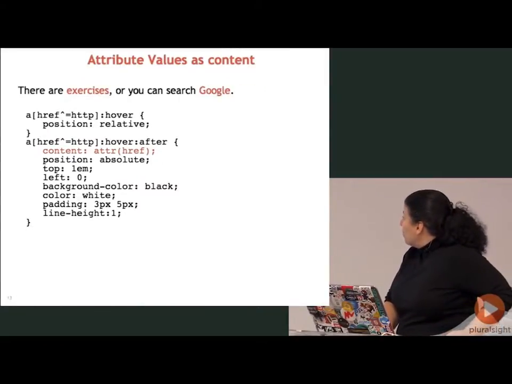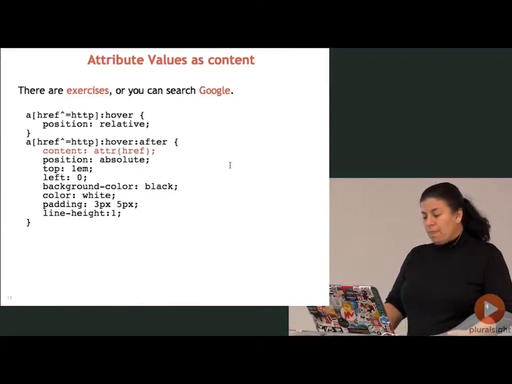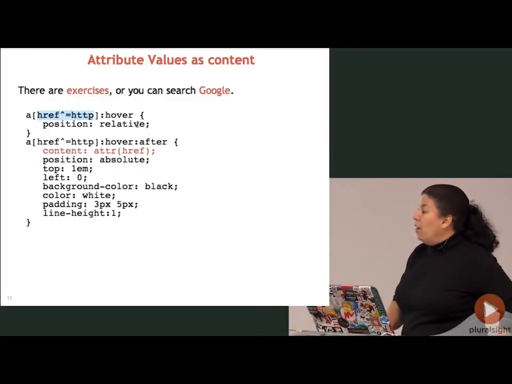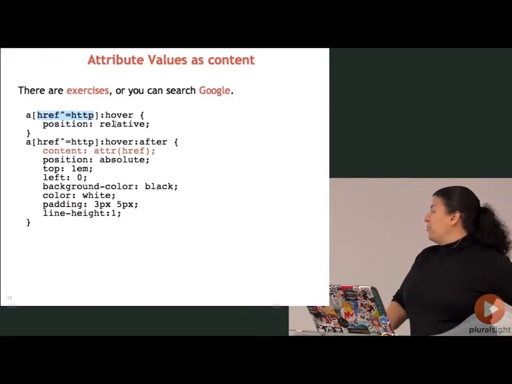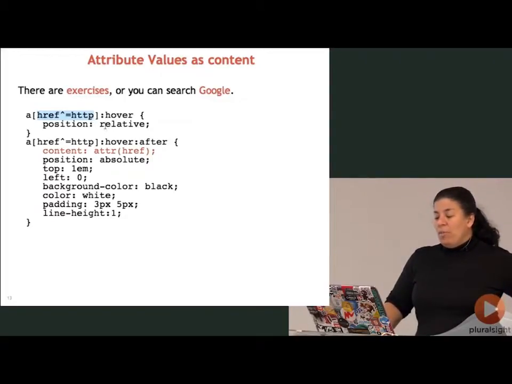So here, what does this say, anyone? Any element that begins with HTTP on hover only, make it position relative. And why do I make it position relative? Because my hovering thing is position absolute. And if it was not relative, it would be right up here. It would appear here.